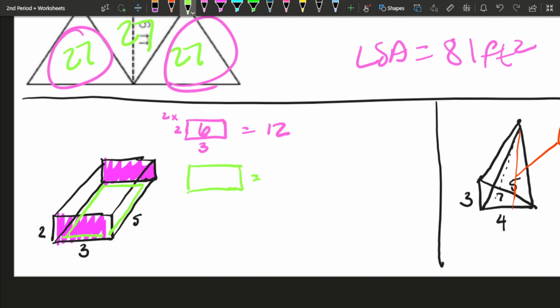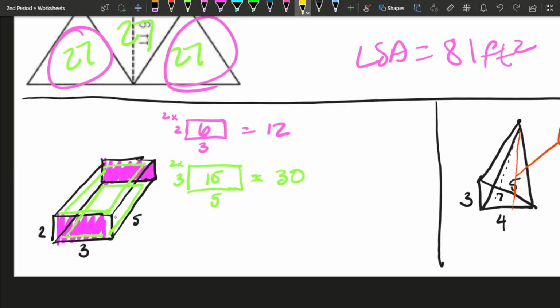So, what are the 2 numbers that are going to go with this? 3 and 5. Very good. Can you find the area for this? Yes. 3 times 5 is? 15. Now, do I have another one just like the green one? Yes. Over here on the top. So it's actually going to be 2 of this. So 15 times 2 is actually 30. Very good.